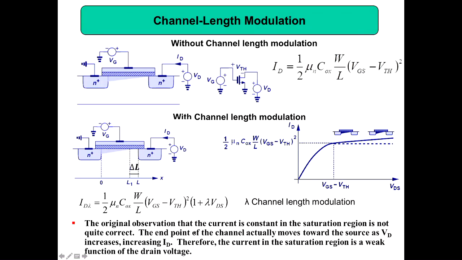The original observation that the current is constant in the saturation region is not quite correct, meaning this straight line. The end point of the channel actually moves towards the source region. As VD increases, ID increases. Therefore, the current in the saturation region is a weak function of the drain voltage. When we take into account the channel length modulation, we get this slight increment. So channel length modulation is the equivalent of the Early effect in the case of BJT.